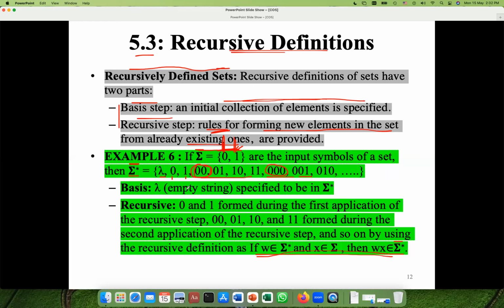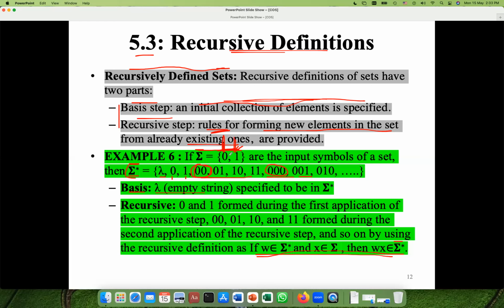And now, what is the basis step? The empty string, the starting, the initial collection of elements. Whatever the starting element available in the set, that would be your base. So lambda, the empty string, which is specified in sigma star, is the basis step. And then the recursive step is after lambda.